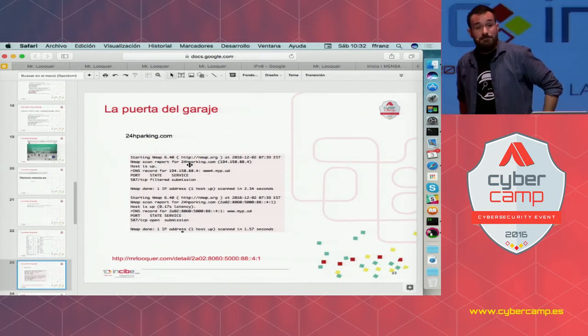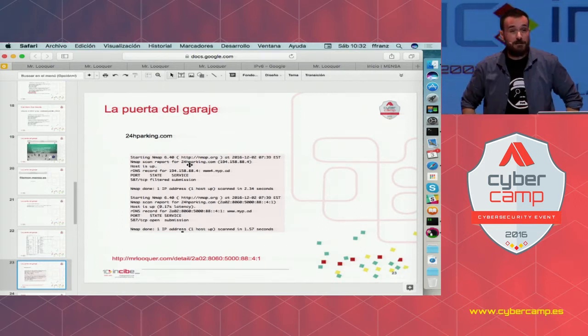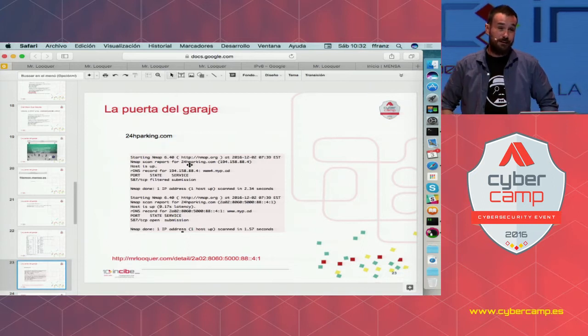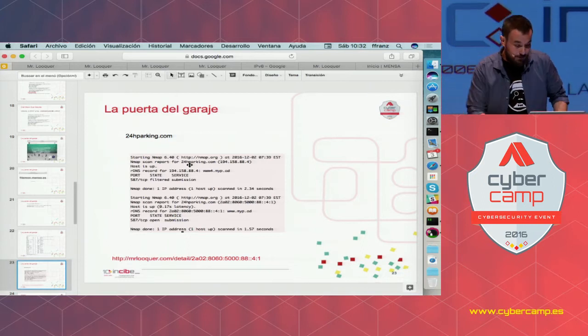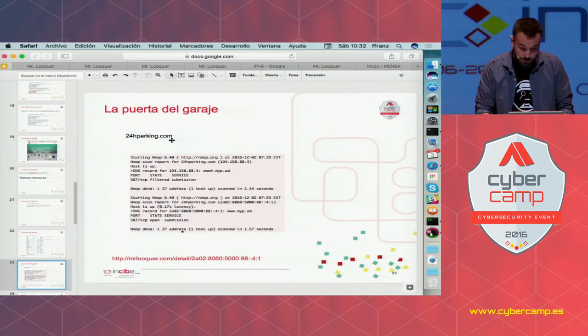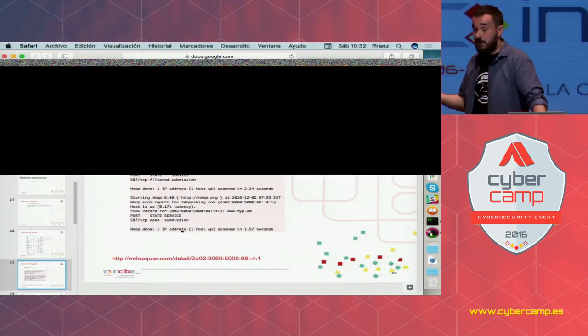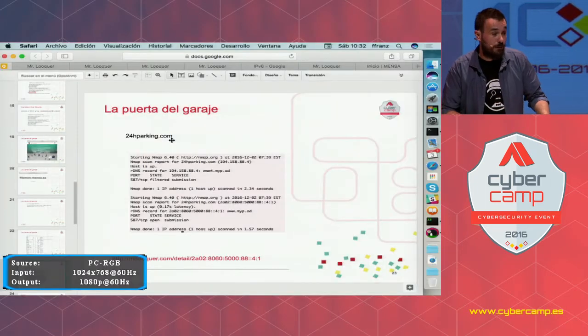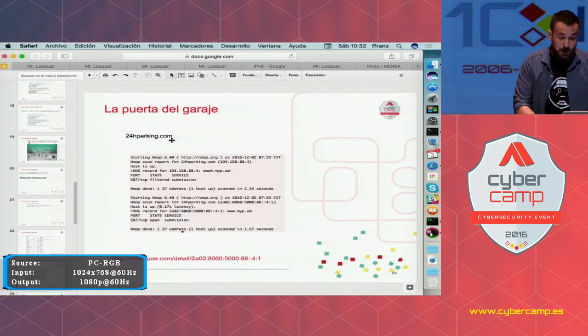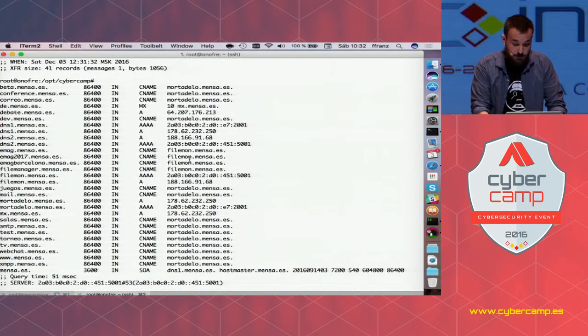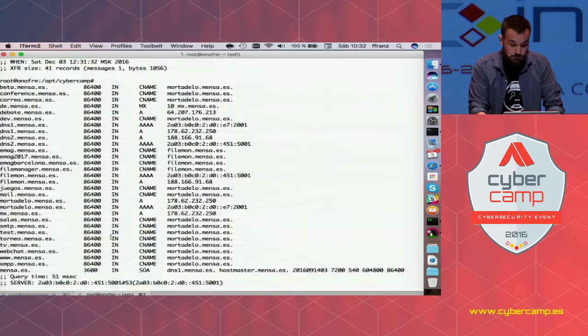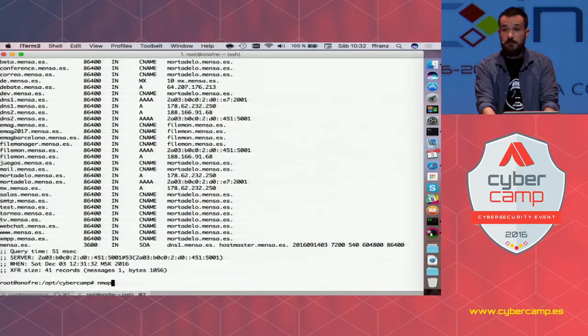And because this presentation is about backdoors, I say, okay, I want to find any domain names with the name parking on it. And this is 24hourparking.com. Exactly the same thing happens with this service, but this time it seems that the issue is a firewall issue. I just did an nmap. You know what an nmap is?